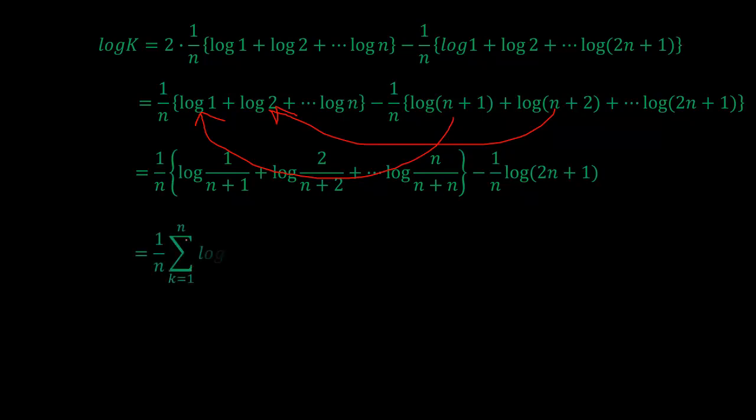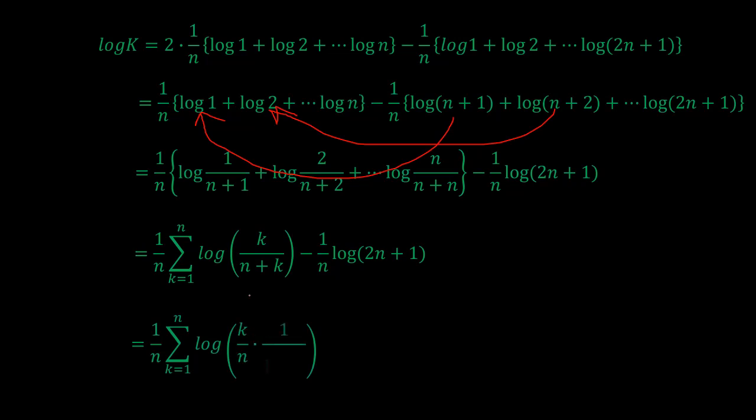Okay, so using the summation sign, we have 1 over n, the summation from k equals 1 to n of the logarithm of k over n plus k. Okay, minus 1 over n log 2n plus 1. So this is just the residual term there. And so pulling out the n and the k, this is the same as the summation from k equals 1 to n of the log of k over n times 1 over 1 plus k over n.